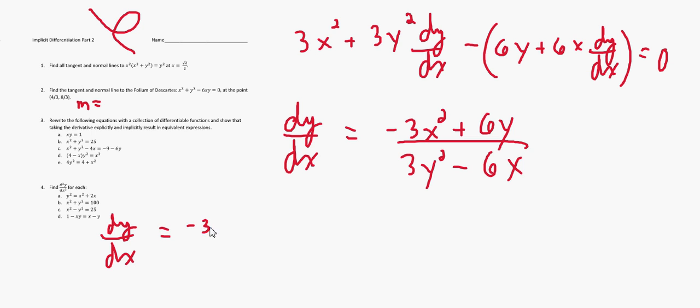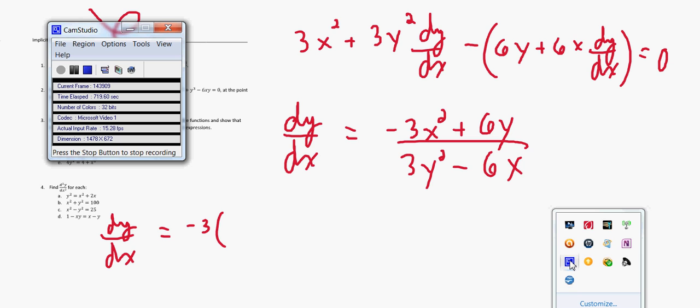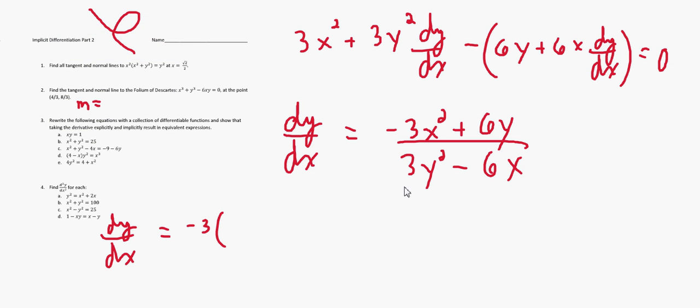So it's negative 3 times 4/3 squared. Oh man, my dog is going crazy. Okay, sorry about that. Where was I? Oh, we're plugging in 4/3.